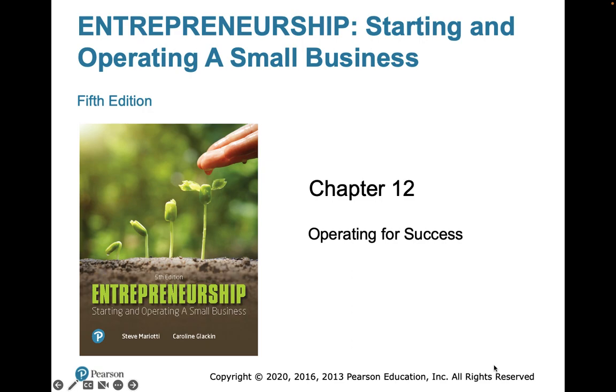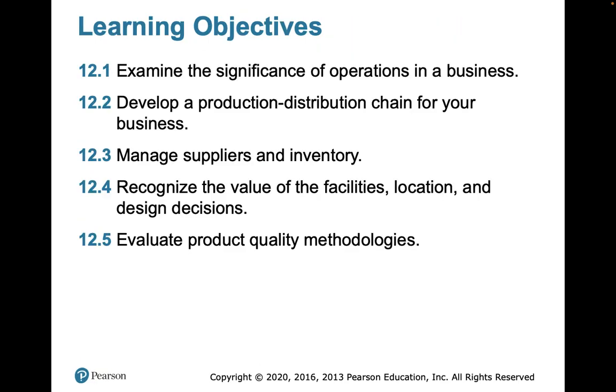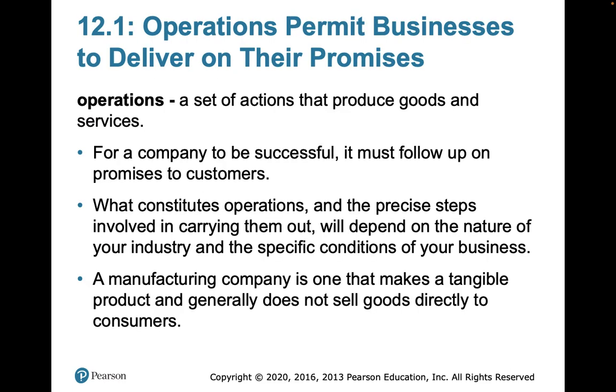Today we're going to learn about operating for success, which is chapter 12 of this course, Entrepreneurship. In today's class, we're going to examine the significance of operations in a business, and also learn how to develop a production distribution chain for your business, manage suppliers and inventories, recognize the value of the facilities, location and design decisions, and evaluate product quality methodology. So before we start learning all I've mentioned, let's learn about operations.